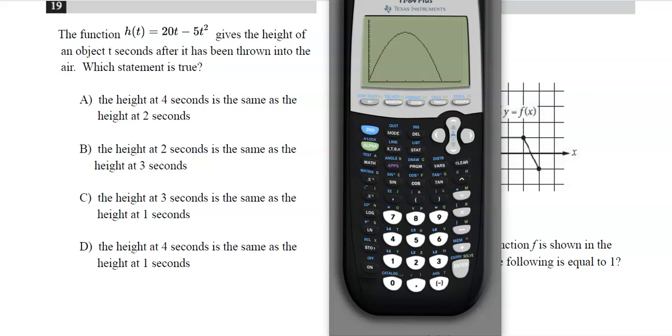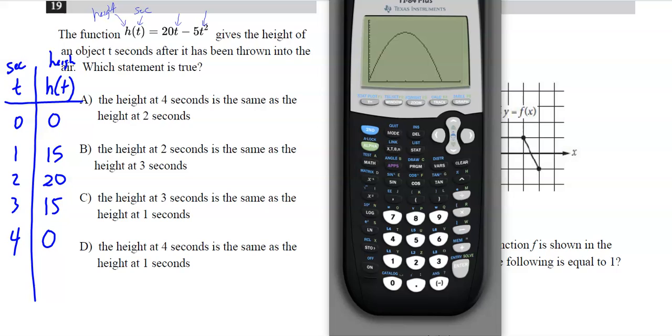But when I go back to my table to answer the question, is the height at 4 seconds the same as 2? No. Is the height at 2 seconds, 20, the same as at 3 seconds, which is 15? No. Is the height at 3 seconds, which is 15, the same as 1? Yes, those are both 15. I think C's right. Let's check 4. Is the height at 4 seconds, which is 0, the same as the height at 1 second? No, that's 15. So correct answer there is C.